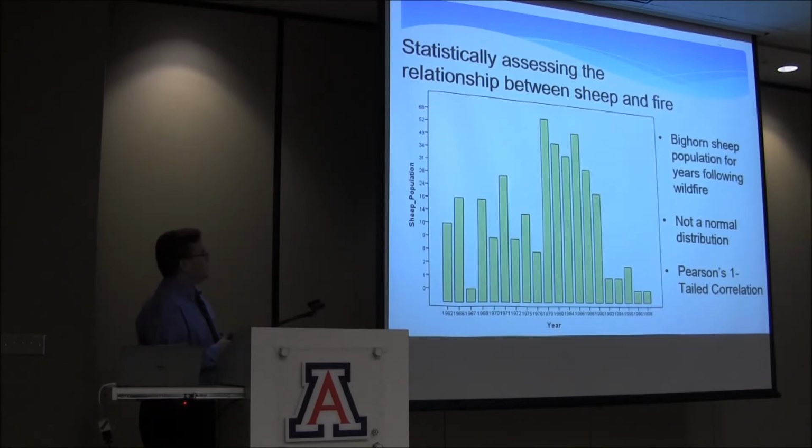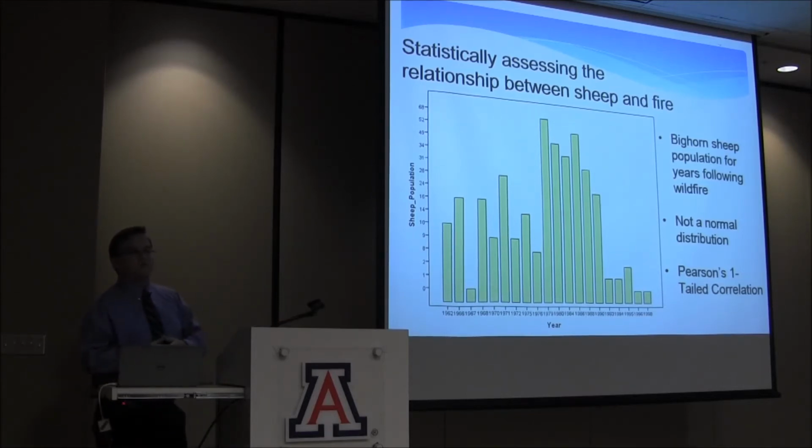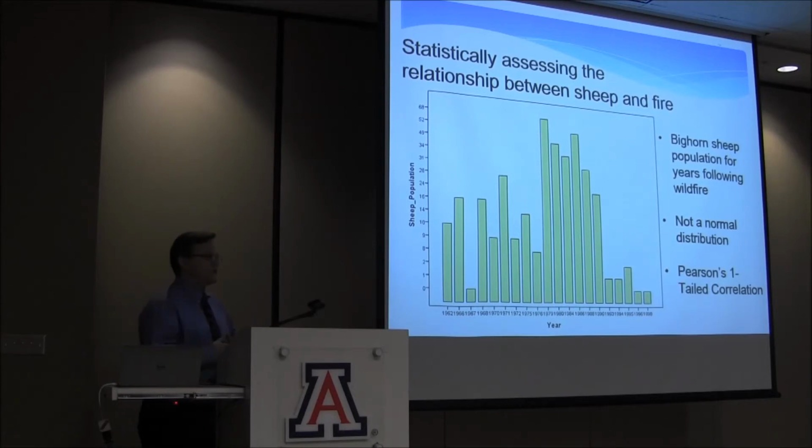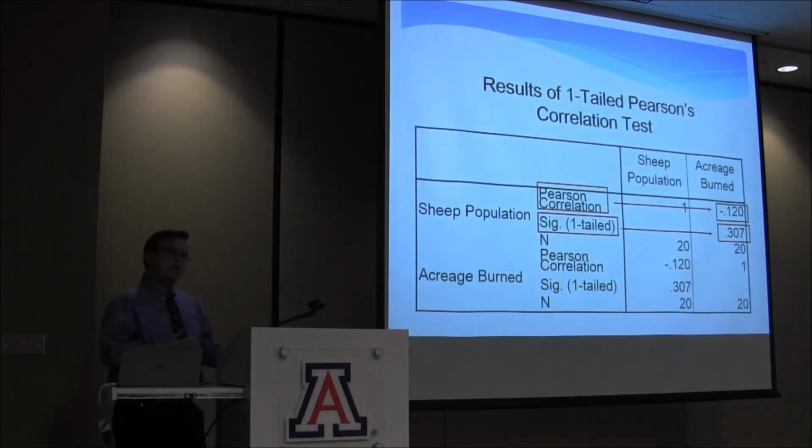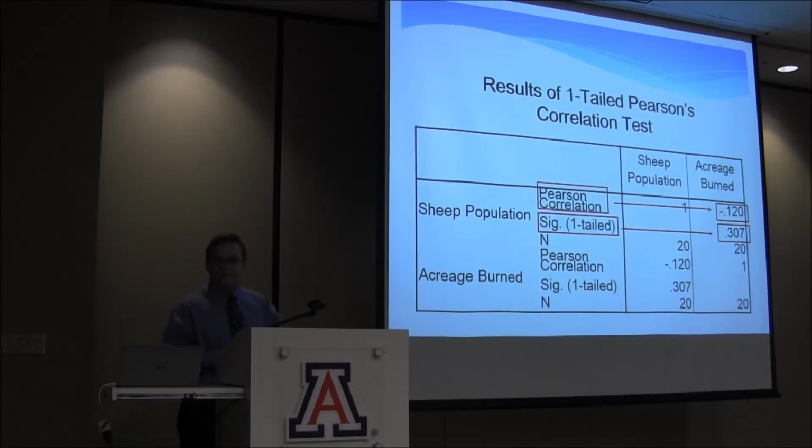Here's a simple bar graph I made. You can see the distribution for years of sheep population for years following a fire. It's not a normal distribution. This is why I used Pearson's one-tailed correlation test. I ran this through IBM SPSS statistical software, and the output table is here.